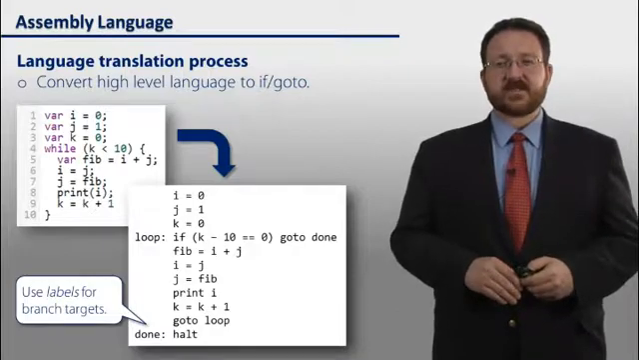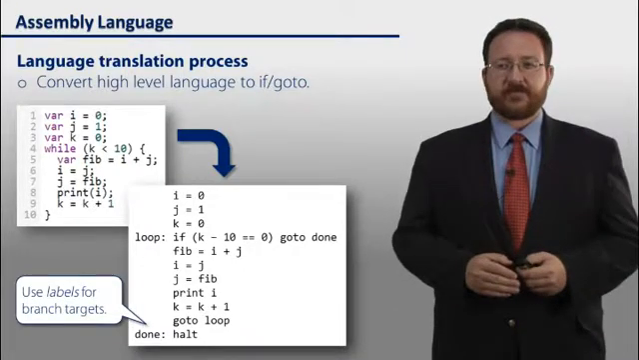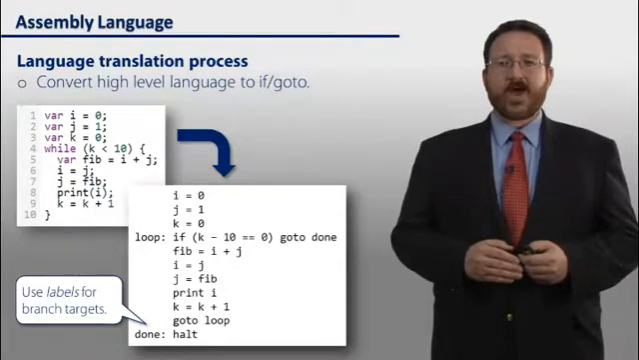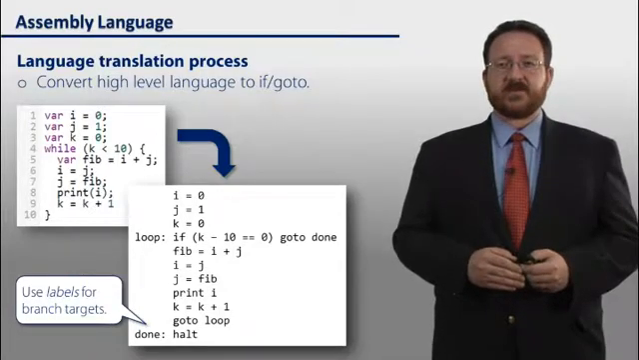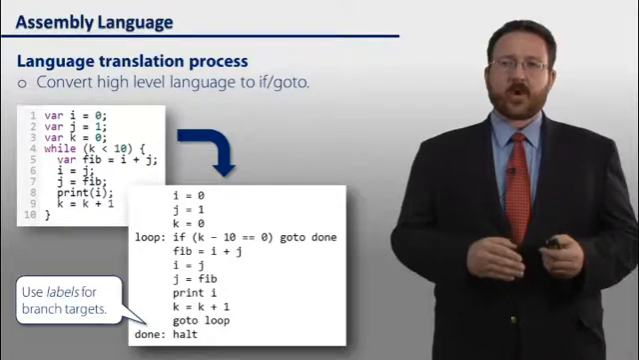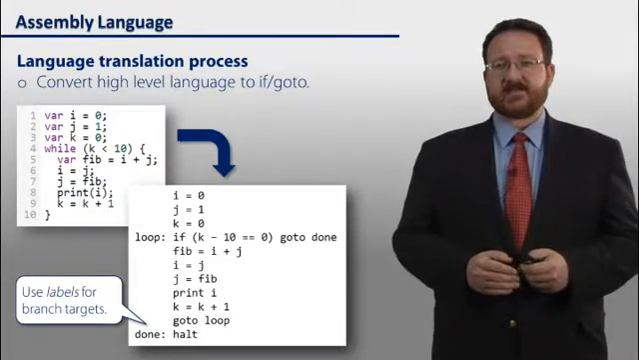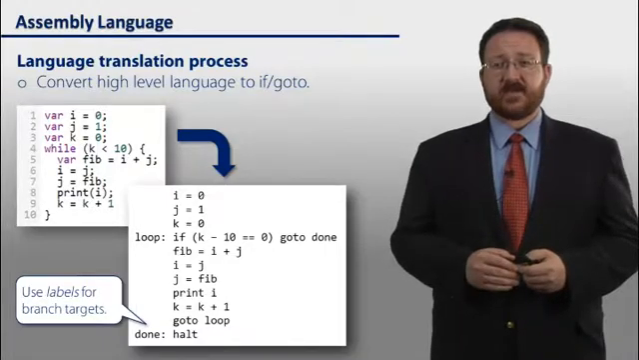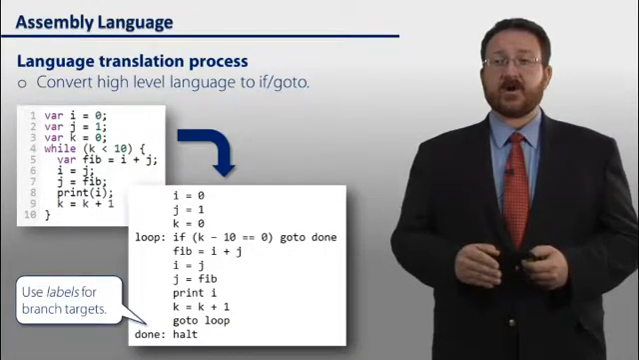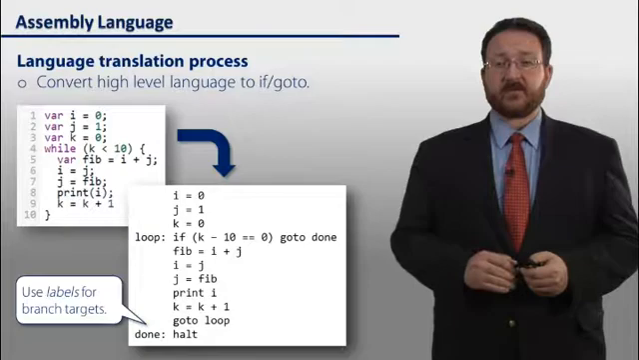Notice that the variable assignments of i, j, and k are all the same. And now we've converted the while loop into an if-goto statement. I have to convert the condition, while k is less than 10, into a condition where I would not want to execute the loop. So I'll invert that condition. If k minus 10 is equal to 0, then I can skip over the body of the loop.